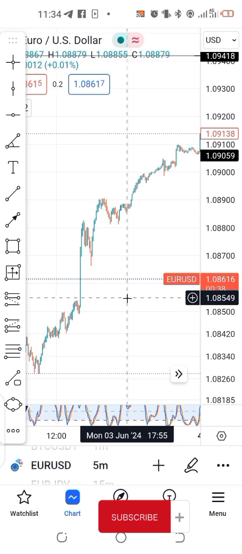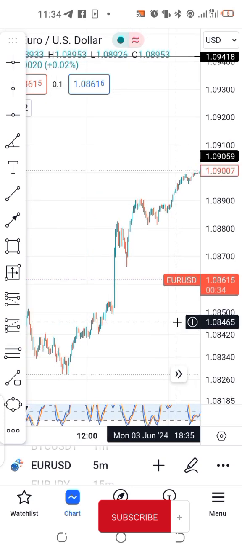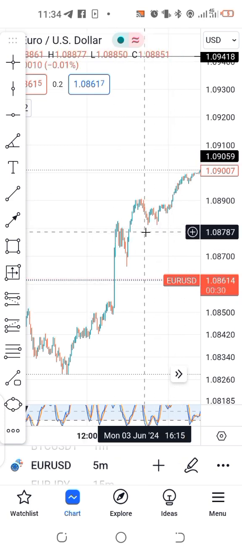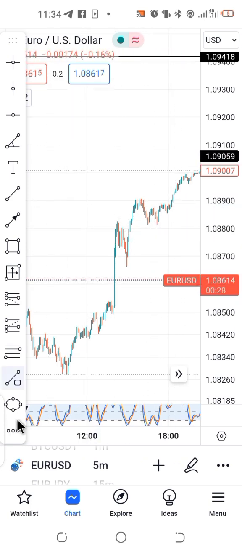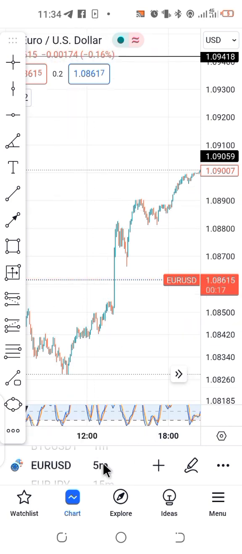All right, so we want to look at a practical example of what we have done so far. We did the uptrend market, downtrend market, and then ranging market. So let's look at the uptrend market. Now this is the EUR/USD currency pair, and the time frame we are using is 5 minutes. It is just for demonstration purposes.